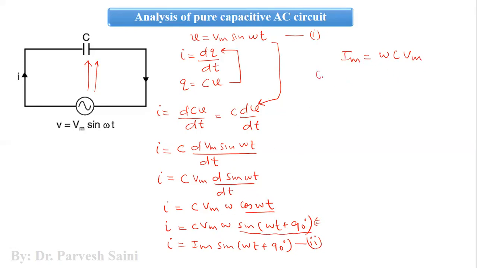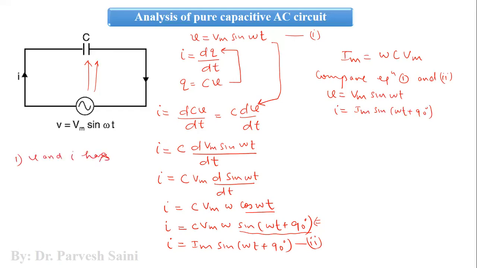Now if we compare equation 1 and 2, the observation is that v is equal to Vm sine omega t and I is equal to Im sine omega t plus 90 degrees. The first observation is that v and I have a phase difference which is equal to 90 degrees. And the second observation is that current is leading the voltage by 90 degrees.